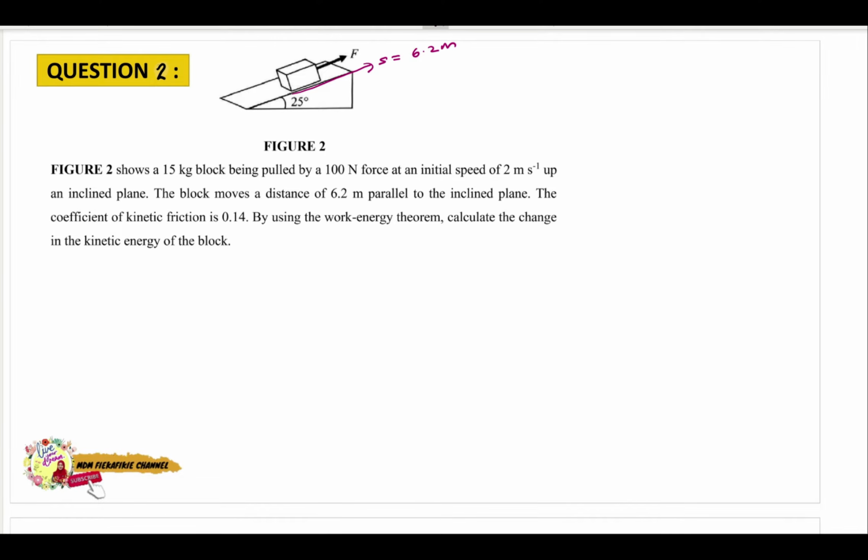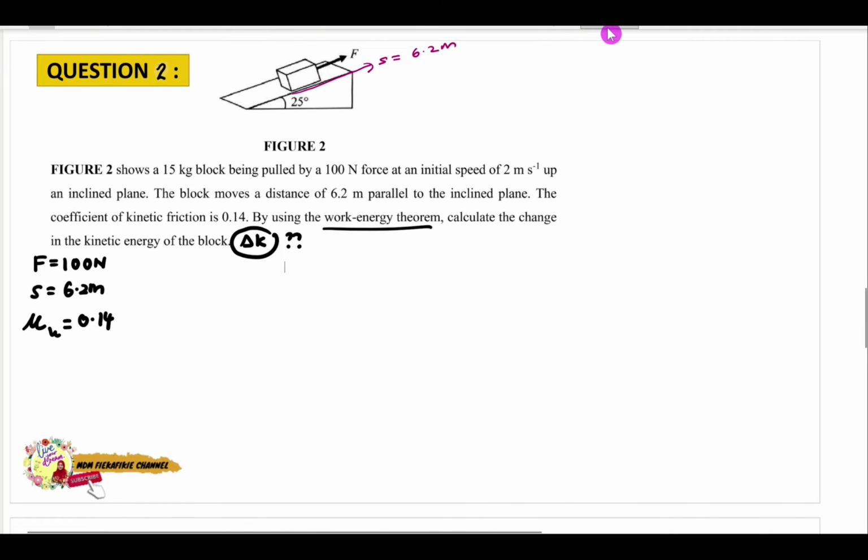Okay, the coefficient of kinetic friction is given, 0.14. So we can take out all the information. F is equal to 100 Newton, S is equal to 6.2 meter, and mu K is given as 0.14. By using the work energy theorem, calculate the change in the kinetic energy of the block. So we want to find delta K. Okay, so ini soalan minta kita cari delta K.